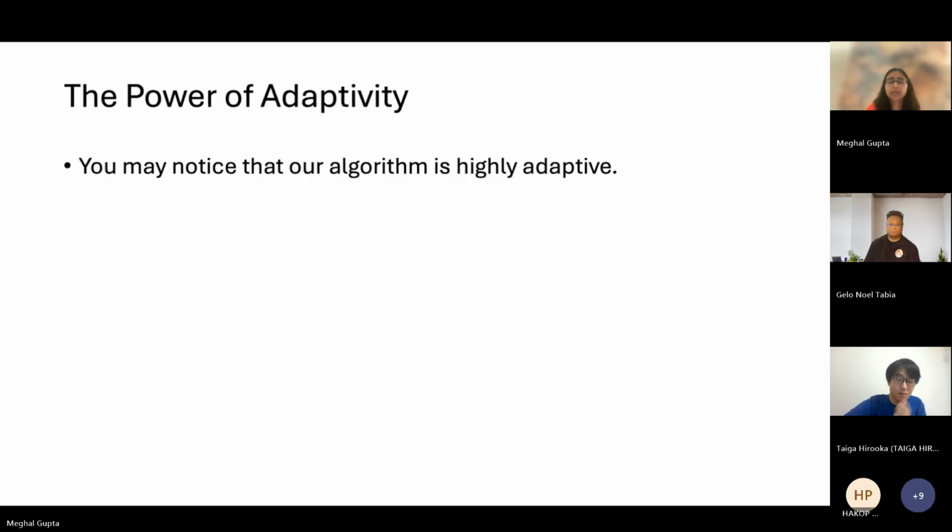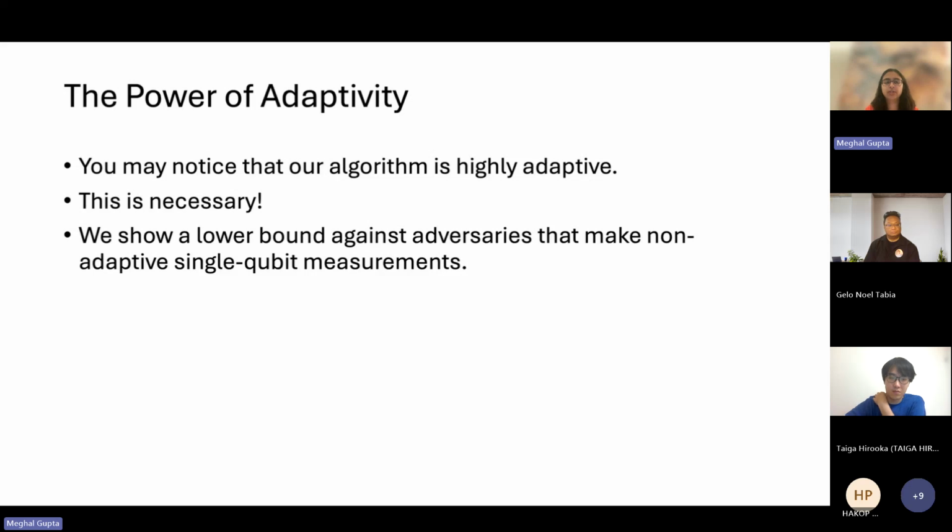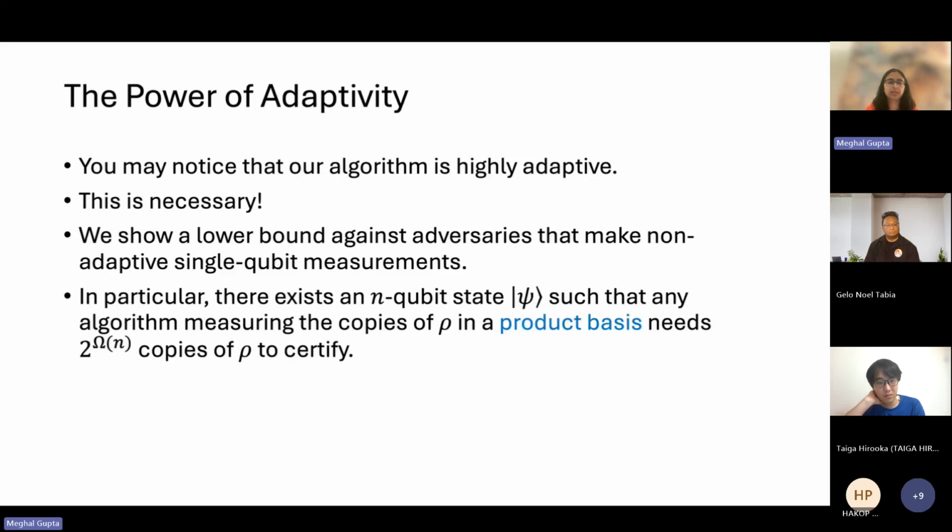And then the final thing I want to touch on is the power of adaptivity. As we talked about earlier, this algorithm is adaptive. The measurements in the basis t were adaptive. So we also have another result in this paper that this adaptivity is necessary. We show a lower bound against adversaries that make non-adaptive single qubit measurements, so basically adversaries that only measure in a product basis.